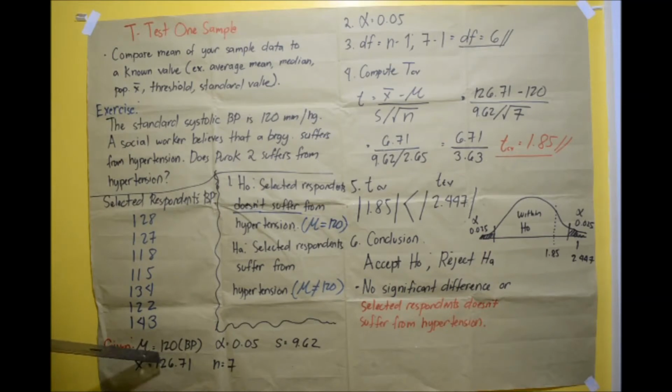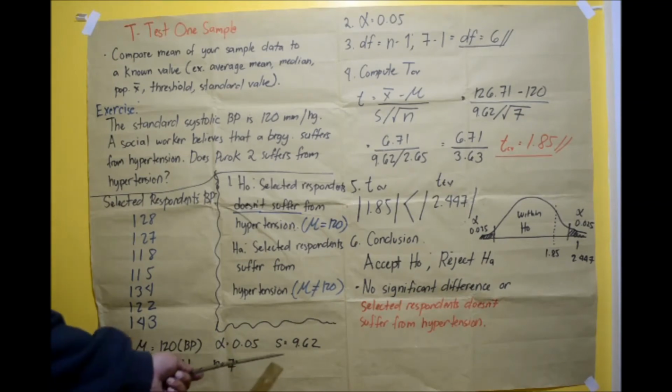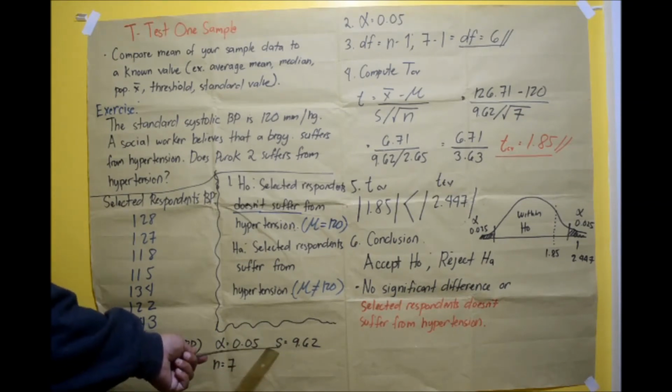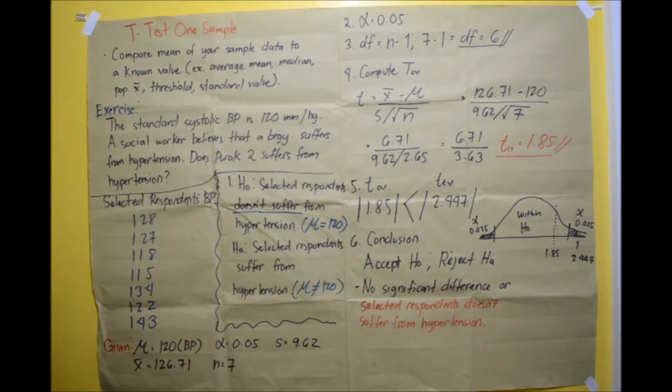Now, from your 120 to your 126, you can already make an assumption that they tend to have high blood pressure because it is higher than the standard. However, that is not enough. That is why we use t-test, to know if there is really a difference. Your alpha level, always remember 0.05. Respondents, 7. We also need to get your standard deviation, which is now 9.62.